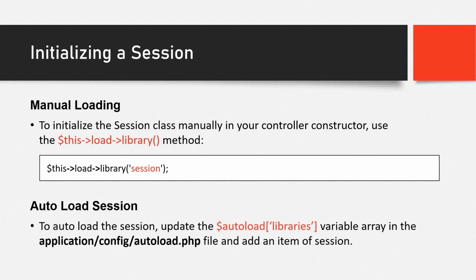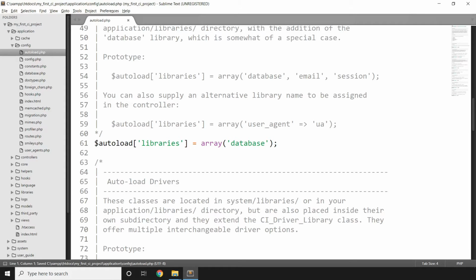Okay? So the next way naman is yung sinasabi natin auto-load session. To auto-load the session, update the auto-load library's variable array in the application config autoload.php file and add an item of session. So let's try to visit that particular file. So ito yung file natin kanina. So the first thing na na-autoload natin is yung database. Ngayon, yung i-autoload naman natin is yung session. So all we need to do is to add an item here. Something like this. So once you do that, magiging available na yung session natin for the entire system every time the page loads. Okay?